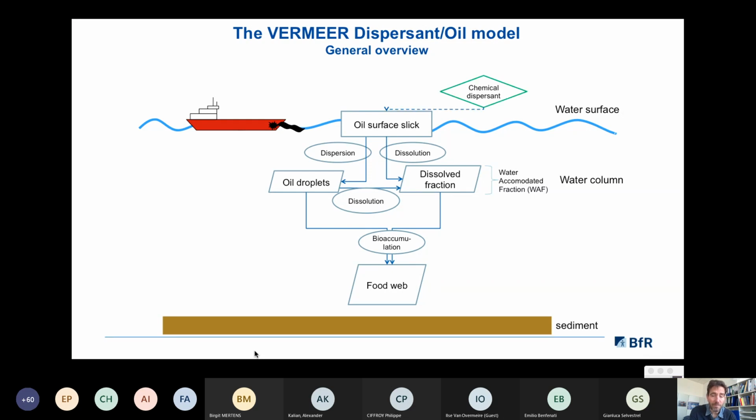And an oil accumulation which takes place in the food web, so in the different organisms. And this happens anyway, but by adding a chemical dispersant on the oil fleck, we can shift oil towards more oil droplets. So we have less surface slick, but we have more oil droplets, and this will also induce more dissolution because we have a higher surface area, and very likely also a higher bioaccumulation in the food web.